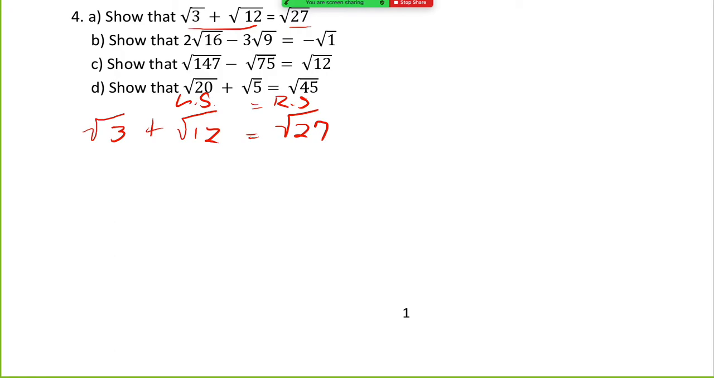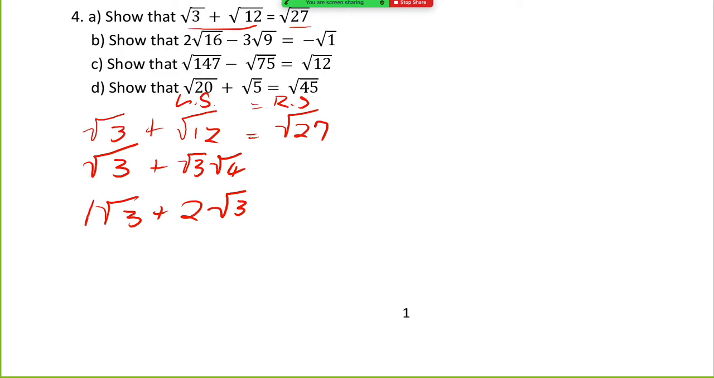In this case, we can break up our values here. We can break up 27, we can break up 12. 3 is really as low as it's going to go, so we'll leave 3 as it is. Root 12 can actually be broken into root 3 and root 4, okay? And if we show this, we know root 4 is 2, so we get root 3 plus 2 root 3. And if we add those together, because technically there's a 1 here, you're going to get 3 root 3, okay?